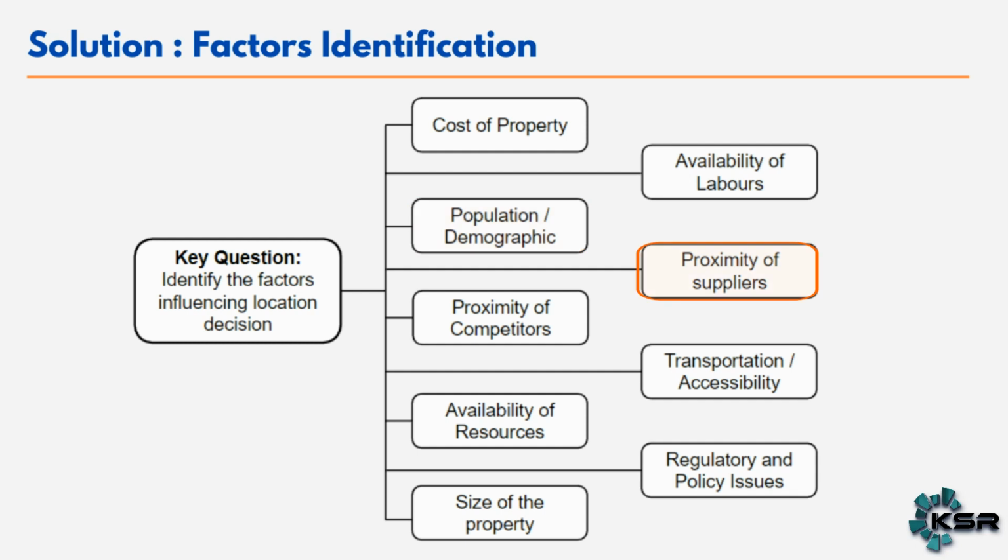The fourth factor will be proximity of suppliers. To run a business successfully, we need the material or the product available at a faster rate from your suppliers. If suppliers are near to you, the lead time to get the product in your store as and when required will be faster. So the proximity of suppliers closer to you will be the best location for your use case.